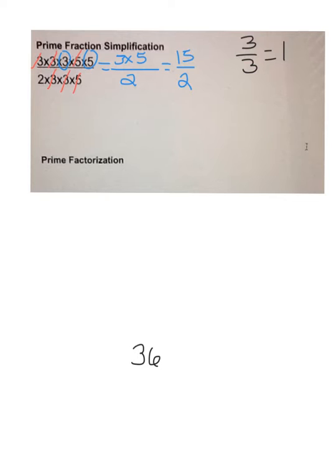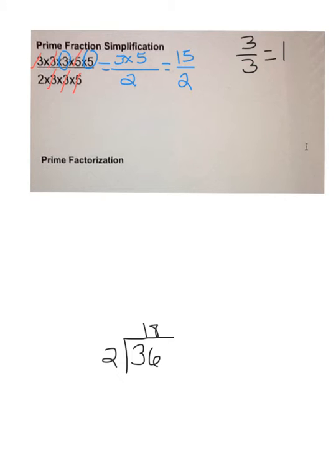So when I'm doing prime factorization, I keep dividing out my prime numbers. So if I go here, I know that 2 goes into 36 evenly, or 36 can be divided by 2. 36 divided by 2 equals 18, so I'm going to write 18 right here. Now I need to check, is 18 a prime number? No.